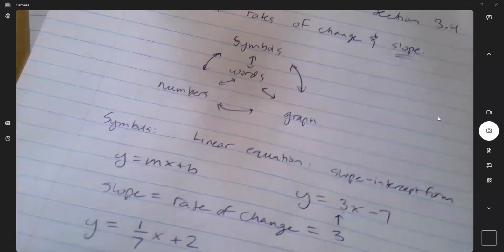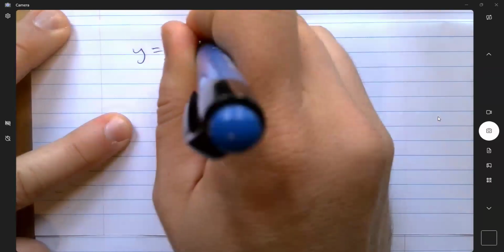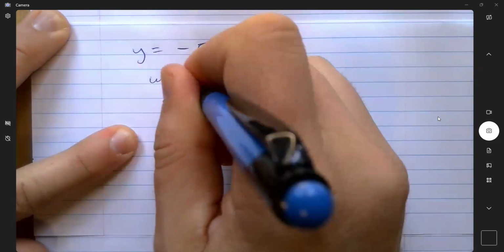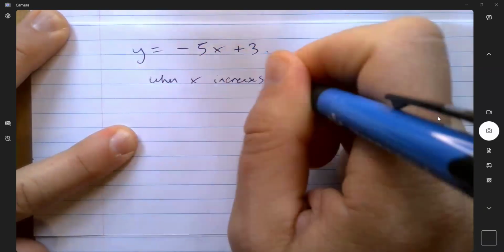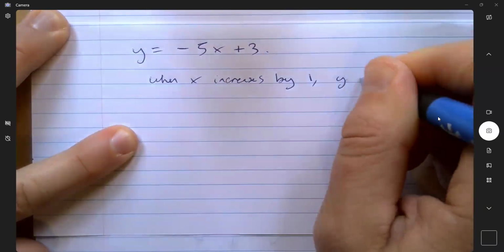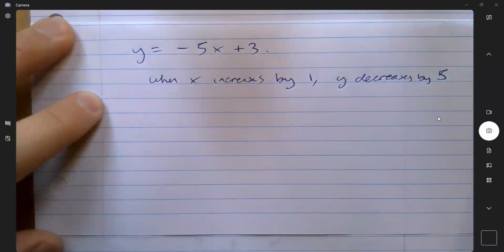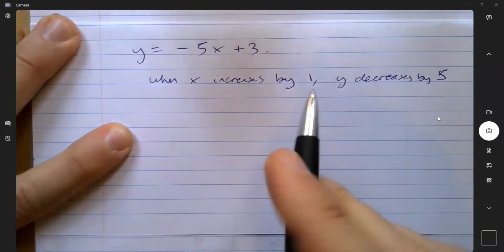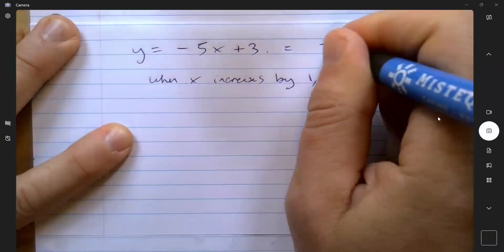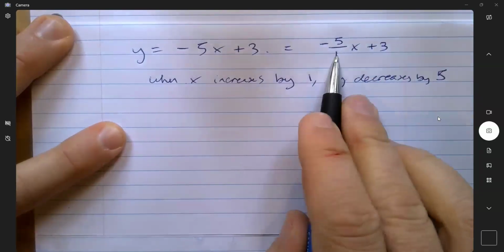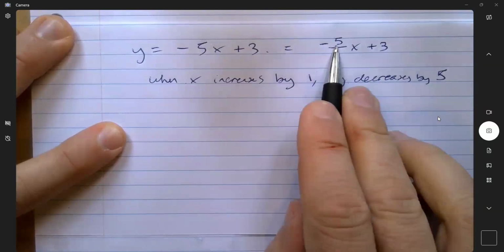Slopes can be negative. You could have y equals negative 5x plus 3. And what this means is when x increases by 1, y decreases by 5. The reason I say x is increasing by 1 is I can always write the minus 5 as minus 5 over 1x. And there's the change in x by 1, change in y decreasing by 5.